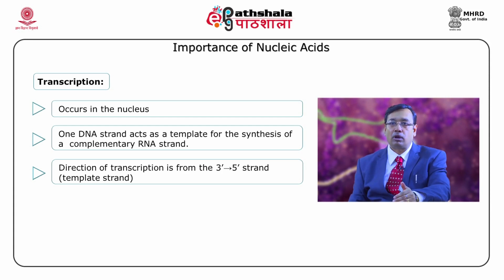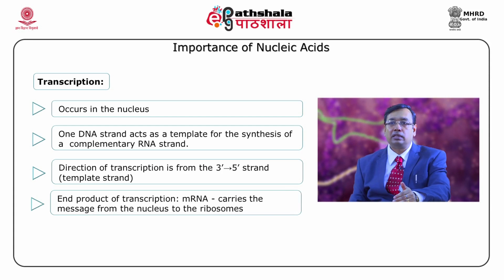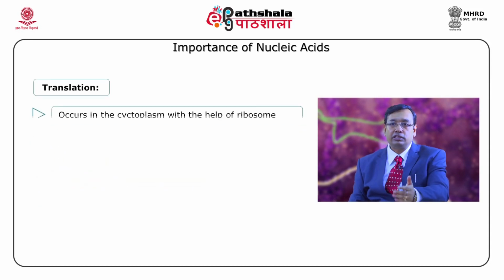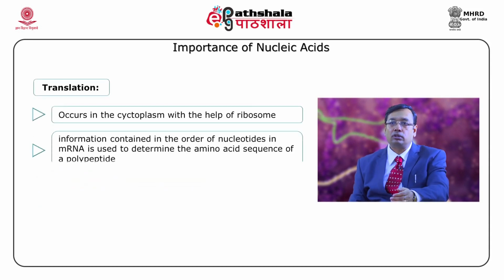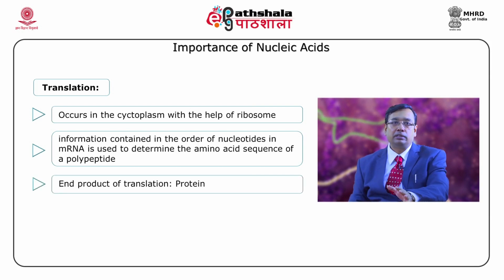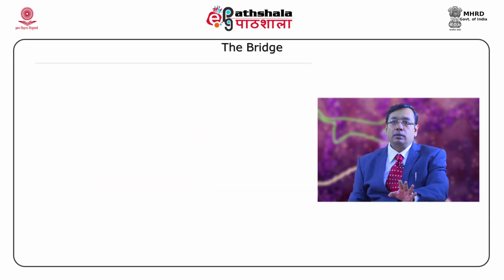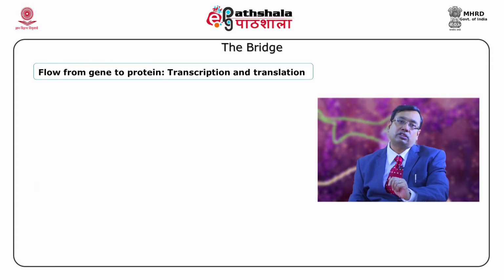whereas the transcription of a gene produces a messenger RNA molecule, and mRNA carries the message from the nucleus to the cytoplasm for the ribosome. During the translation process, the information contained in the order of nucleotides in mRNA is used to determine the amino acid sequence of the polypeptide. So translation occurs mainly in the cytoplasm with the help of ribosome. So the bridge between the gene and protein is transcription and translation.